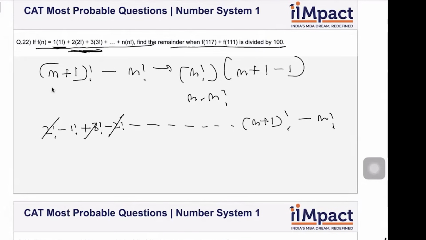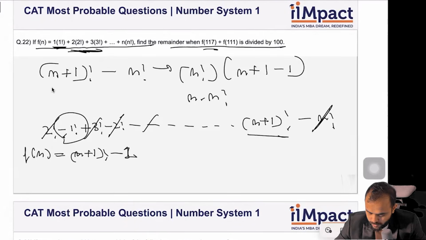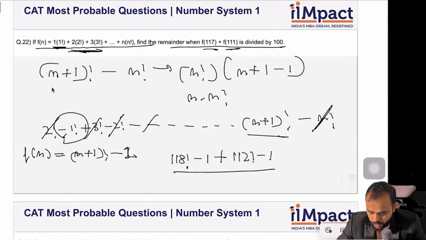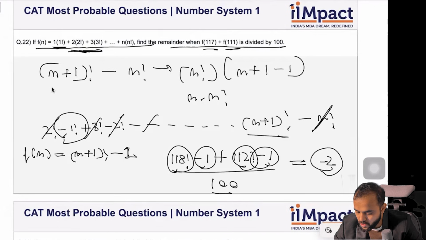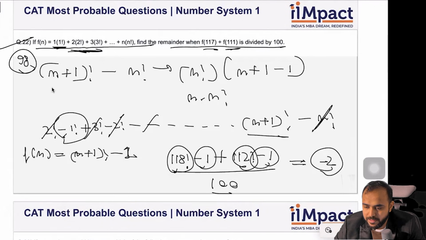This will cancel out, this will cancel out. So only minus 1 factorial and n plus 1 factorial will remain, which means f of n is n plus 1 factorial minus 1. So f of 117 is going to be 118 factorial minus 1 plus this, which will be 112 factorial minus 1. And this is going to be divided by 100. Both of these have 100 in their representation, so there is going to be no remainder here. The only remainder is going to come from minus 1 and minus 1, which is minus 2 remainder, or 98 as a remainder.